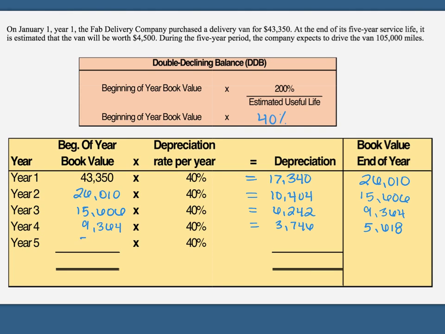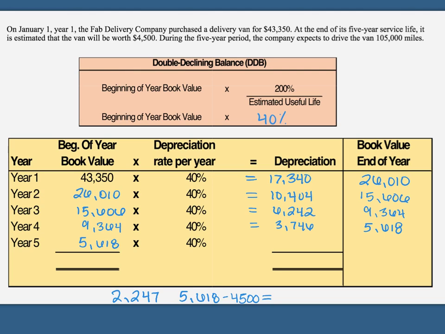It becomes our beginning here. We multiply that by 40%, and that is going to give us a depreciation amount that's too high because it will take us below the residual value of 4,500. It's going to give us 2,247, which would take us below 4,500. So what we need to do is take 5,618, subtract 4,500 to figure out how much to depreciate for year 5.